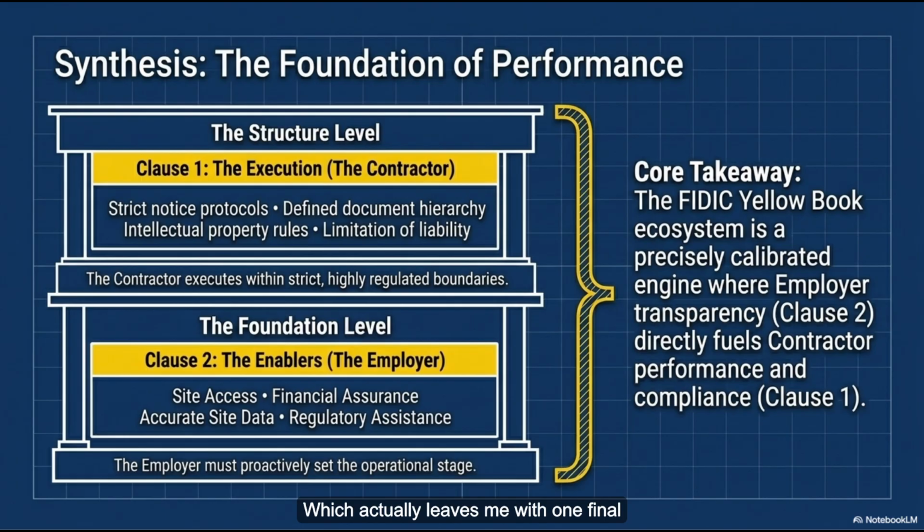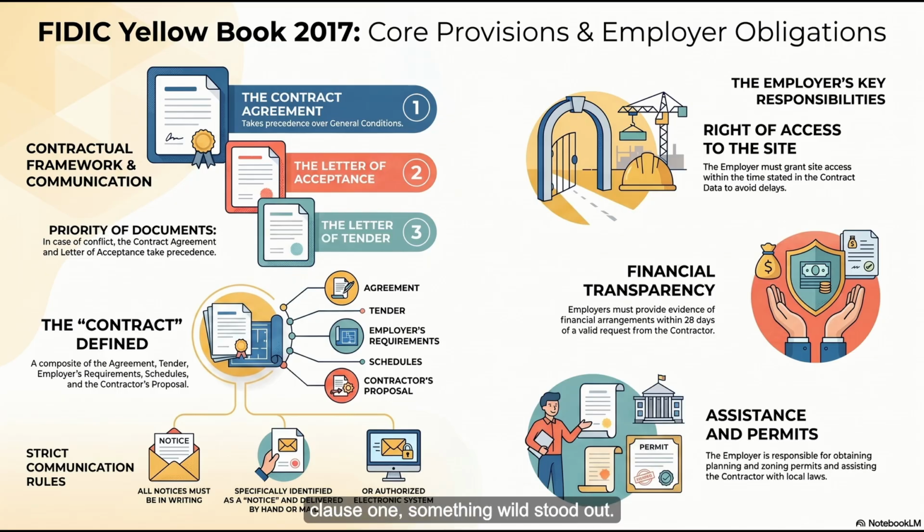Which actually leaves me with one final thought for you listening. As I was going through the definitions in Clause 1, something wild stood out. Oh, wait. What was that? This highly sophisticated legal document goes out of its way to define the most basic human concepts imaginable. It explicitly states that a day means a calendar day. It clarifies that a year means exactly 365 days.